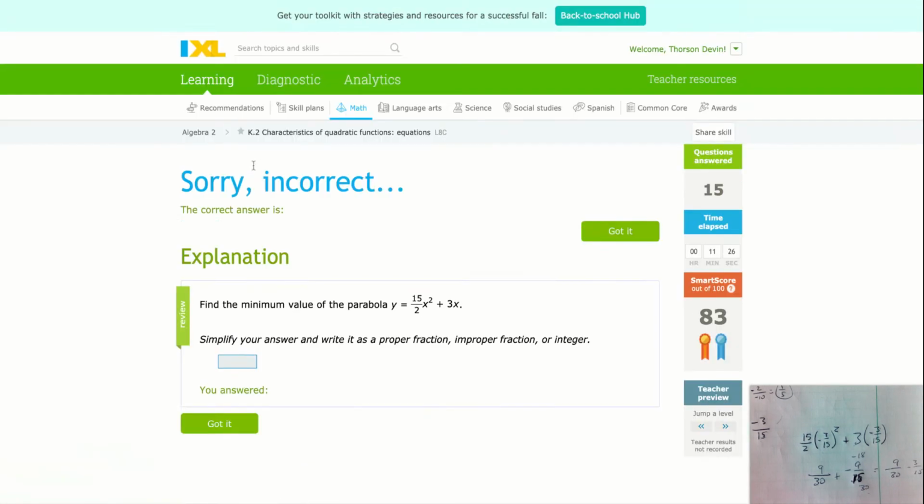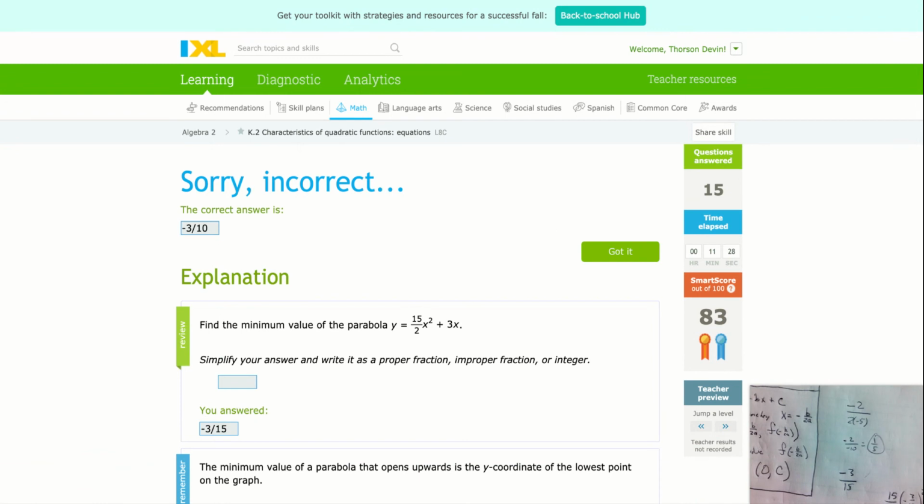And it just takes practice. You just got to do it. Woo! Negative 3/10. I messed up somewhere. Oh, I messed up right at the very end. Divide 30 by 3. It's not 15, it's 10. 9 divided by 3 is 3. 30 divided by 3 is 10, so negative 3/10. Got it.